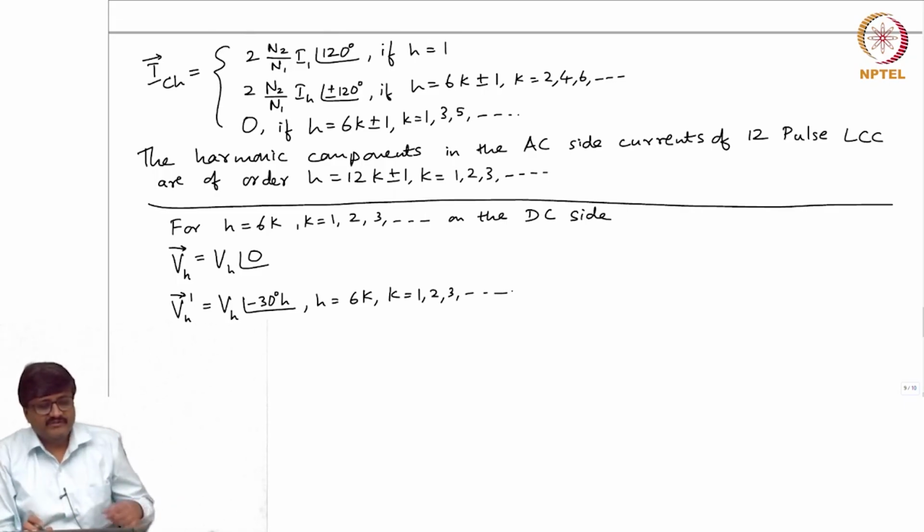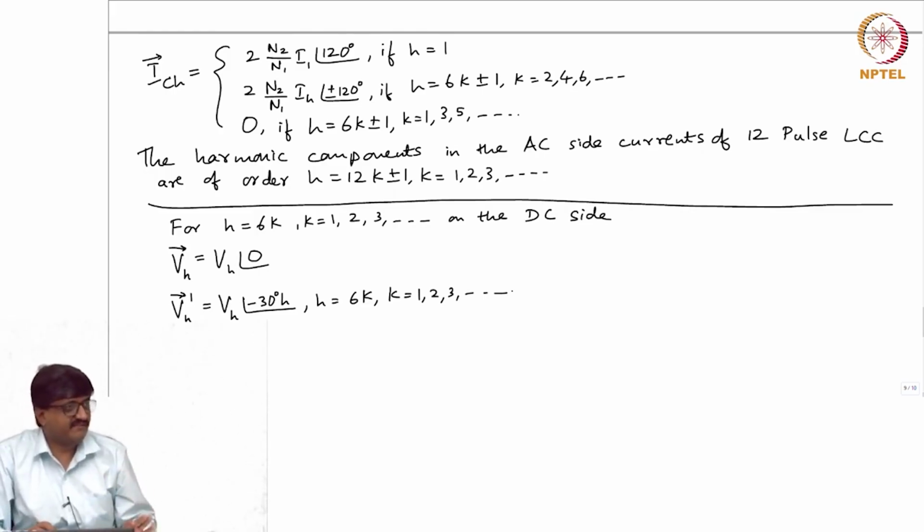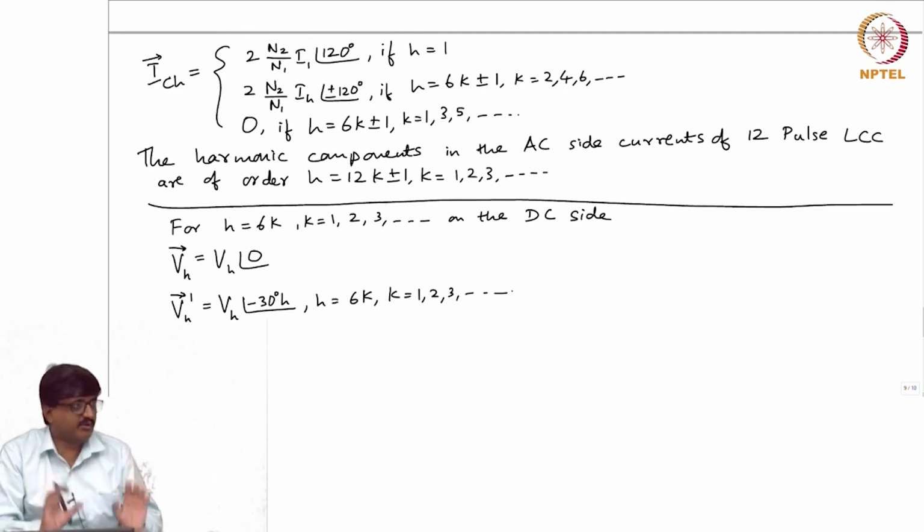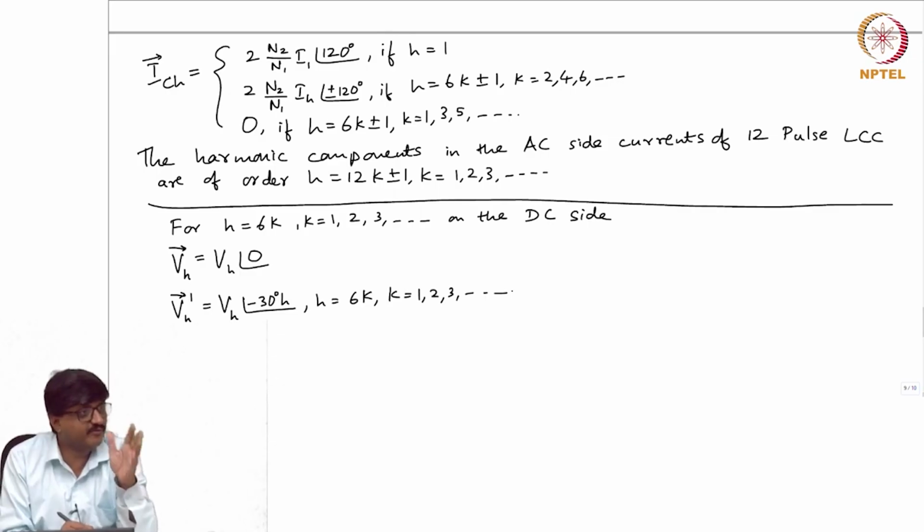Now, these are the voltages on the DC side of the 6 pulse LCC. There are 2 6 pulse LCCs. Now, if I take the total circuit, it is 12 pulse LCC. So, what is the DC side voltage on the 12 pulse LCC? If I take any harmonic component in the DC voltage of 12 pulse LCC, can I get that from the expressions for the voltages of 6 pulse LCC? Huh? 2 times.